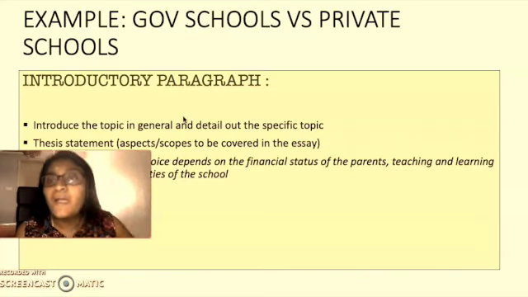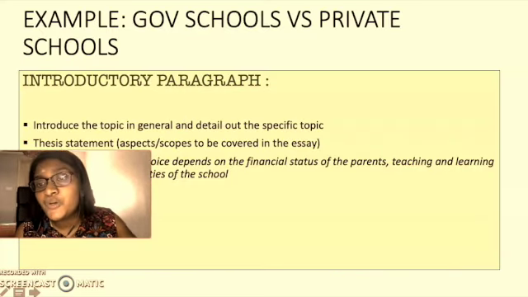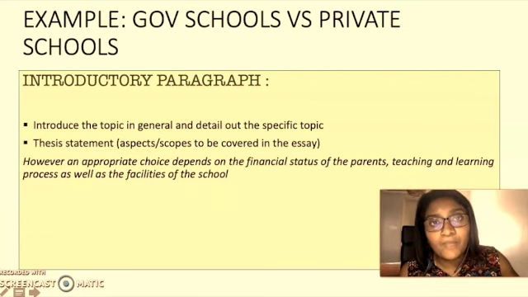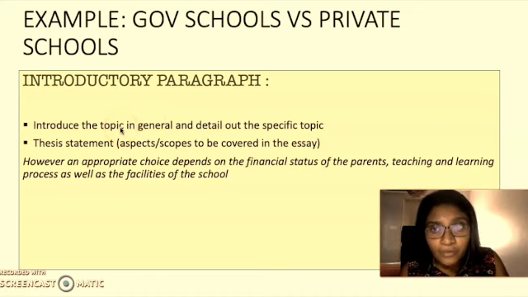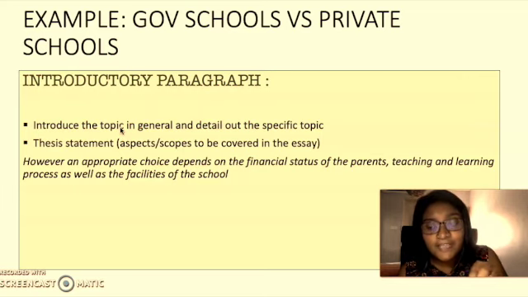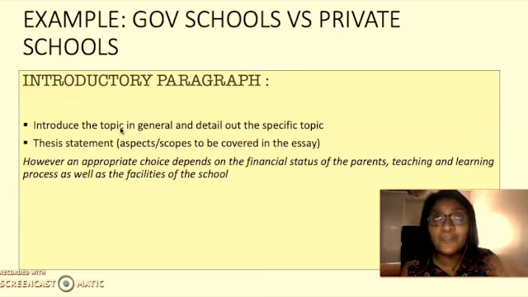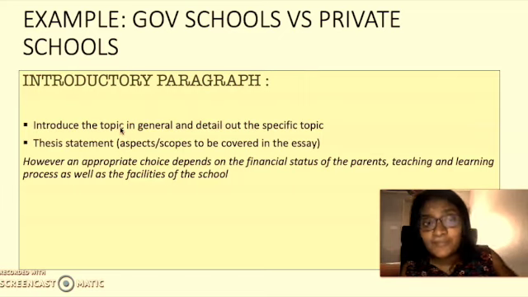So what's the outline or the structure of a point-by-point method? You still have the introductory paragraph. You have to briefly describe the topic in general, and then you have a TC statement. You must have a TC statement. A TC statement is one sentence where you talk about all the ideas that you're going to talk about in your essay. For example, the financial status, the teaching and learning process, and the facility of the school. These could be the ideas that you're going to discuss in each paragraph. So you have to include that in your introduction paragraph.